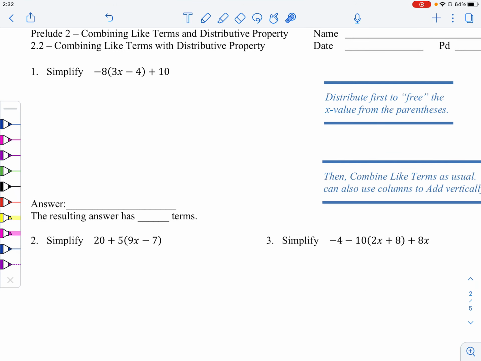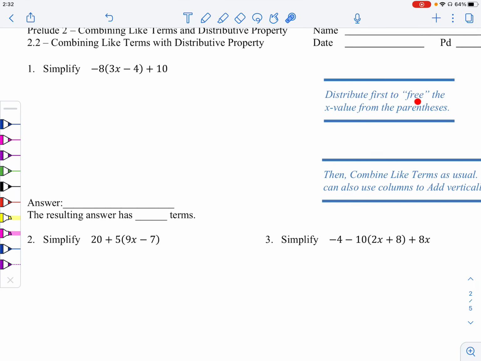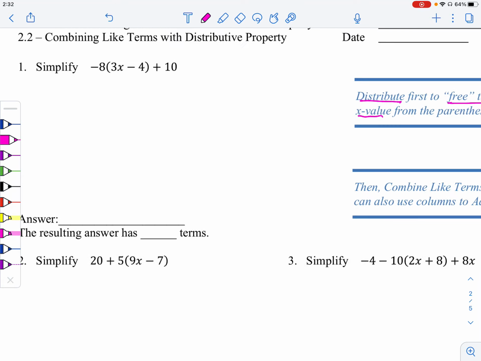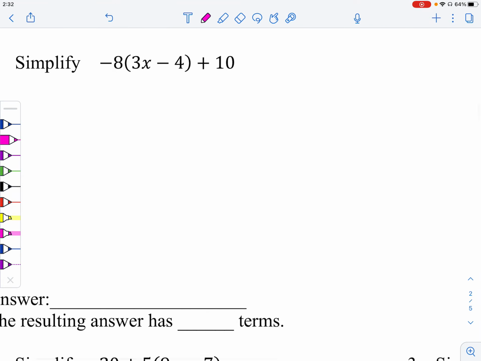Okay, first one. We want to distribute first to free the x value, right? We have to get the x value out of the parentheses, so we have to free it by distributing. We have to get it out of the parentheses first in order to combine like terms. So free the x value by distributing.